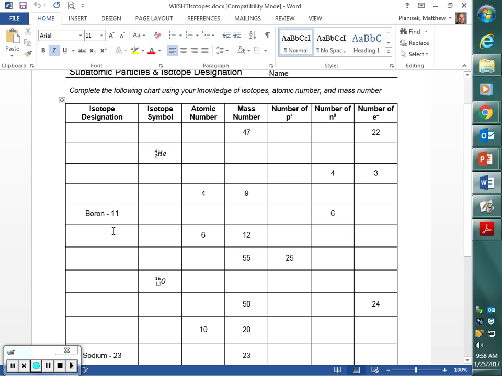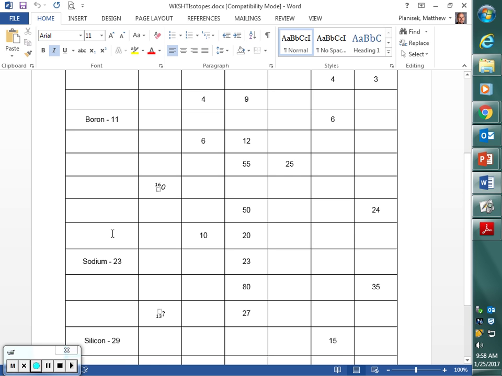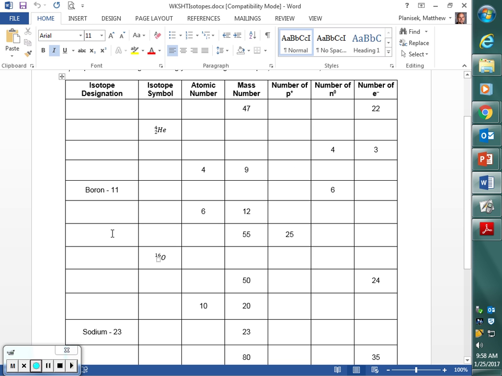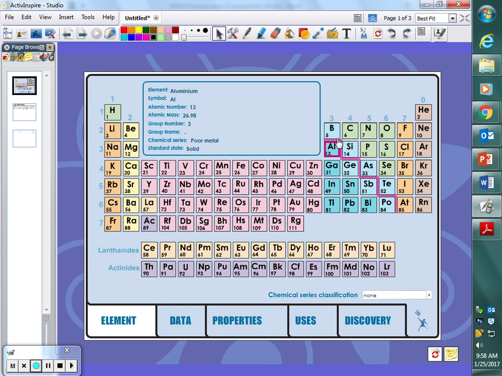In the fifth column down, we have boron 11. Okay? Boron 11. So, let's fill in this row together. So, you're going to look on your periodic table, and you're going to find boron. All right? You know what number that is? I know what number it is, but I want you to look for it and find it. All right? So, here's boron, atomic number 5.